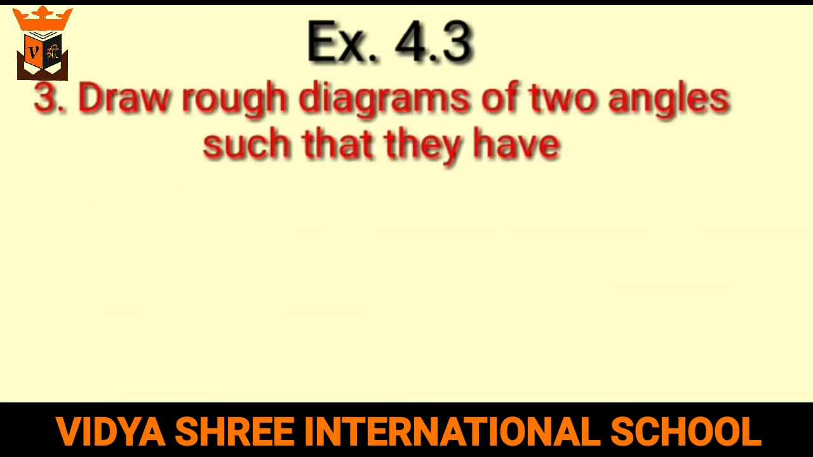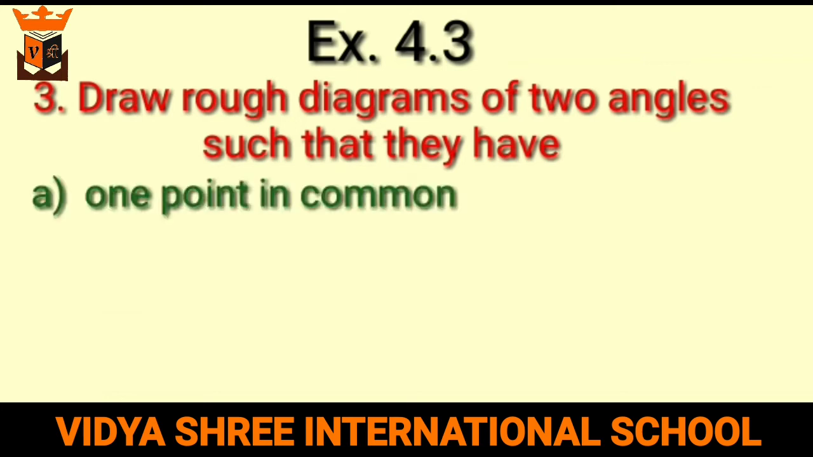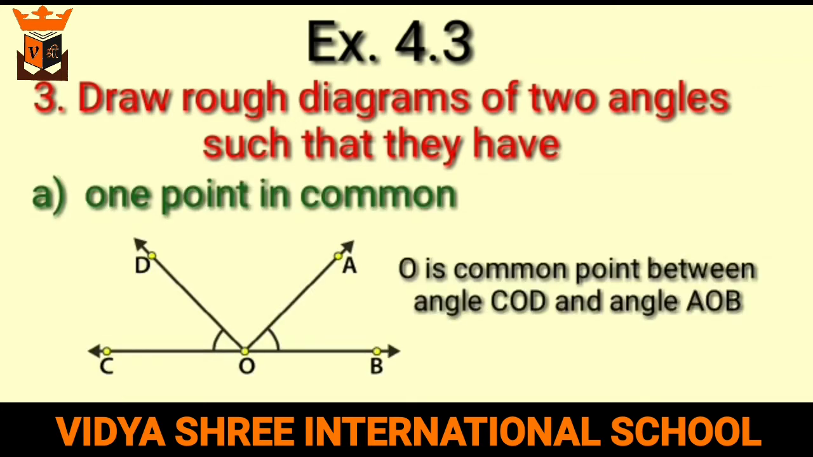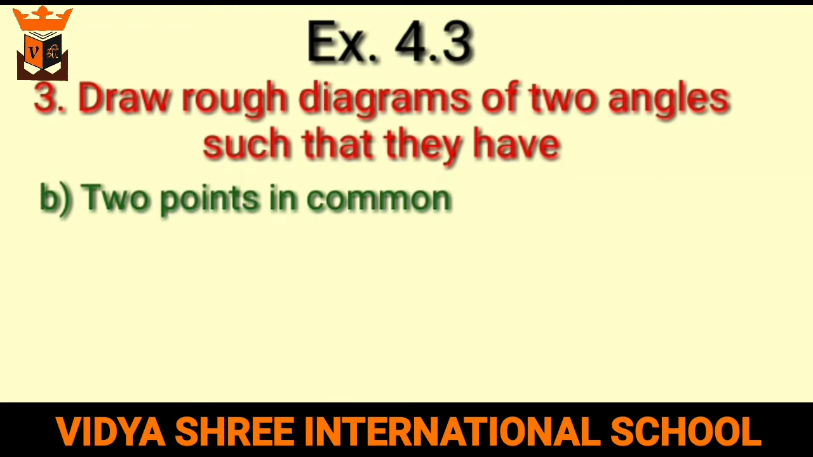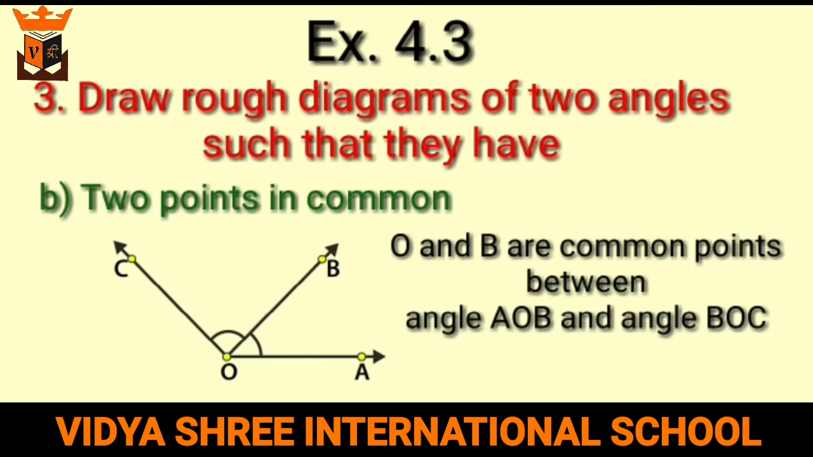Third question is draw rough diagrams of two angles such that they have one point in common. So we have a diagram where O is the common point between the angle COD and angle AOB. B part is 2 points in common. So we have a diagram where O and B are the common points between angle AOB and angle BOC.